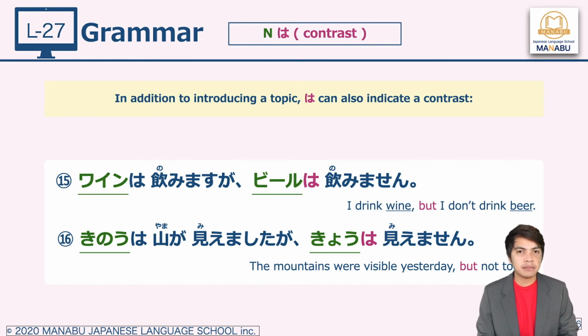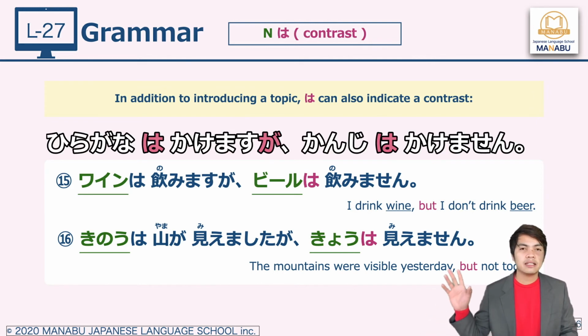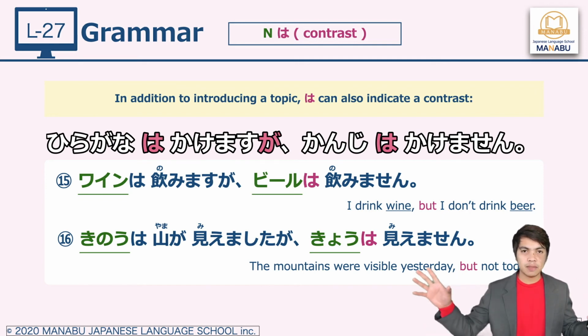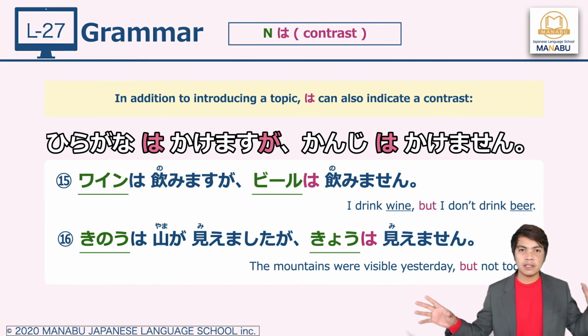So another example. For example, you will say, I can write hiragana, but I cannot write kanji. So you will say, hiragana wa kakemasu ga kanji wa kakemasen. So a contrast between hiragana and kanji. Hiragana wa kakemasu ga. I can write hiragana, but kanji wa kakemasen. I cannot write kanji.